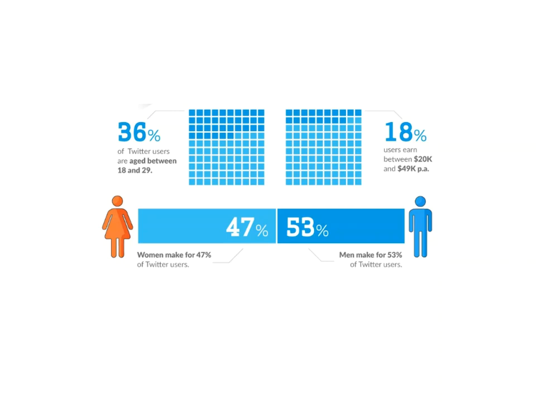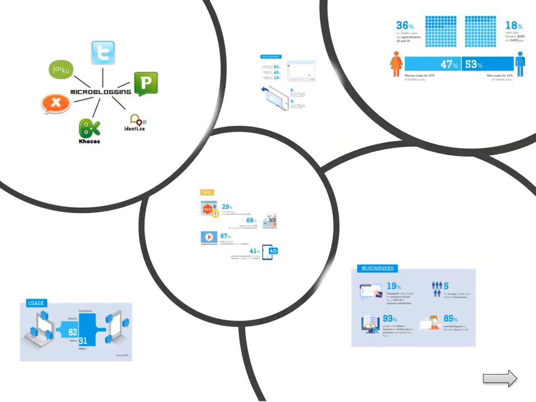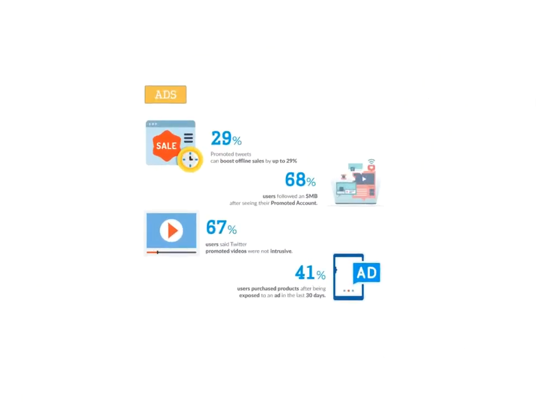And then on top of that, you're talking about users who earn between $20,000 and $49,000. That's 18%. Again, it's not hugely strong there either. With regards to the ads and the ad usage here, promoted tweets can boost offline sales by 29%. So that's what we're talking about, a channel pushing another channel here.